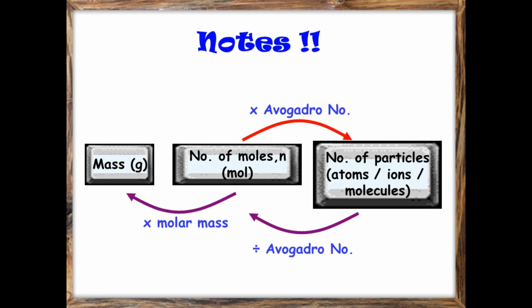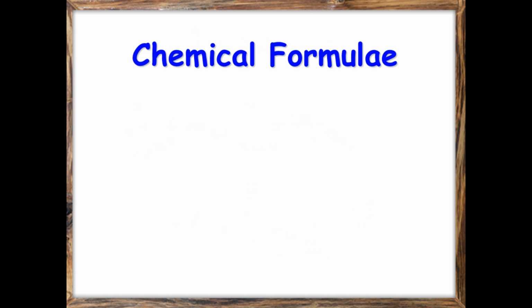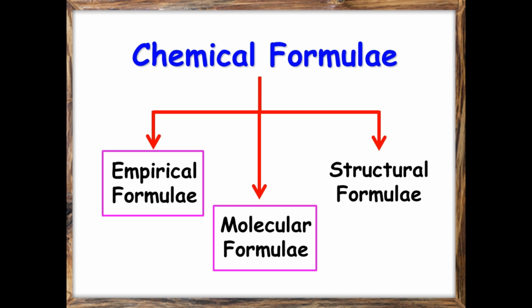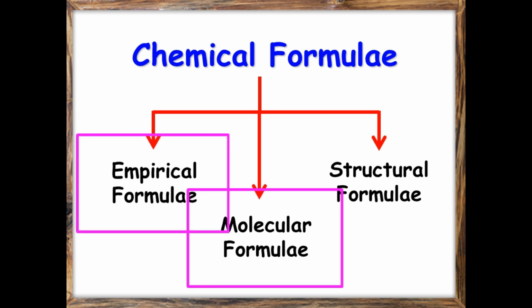Before we start, I want to recall your previous knowledge about the calculation of number of mole. When mass in unit gram is given, number of mole is equal to mass in gram divided by molar mass. There are three types of chemical formula, which are empirical formula, molecular formula, and structural formula. We will discuss more detail about empirical formula and molecular formula.